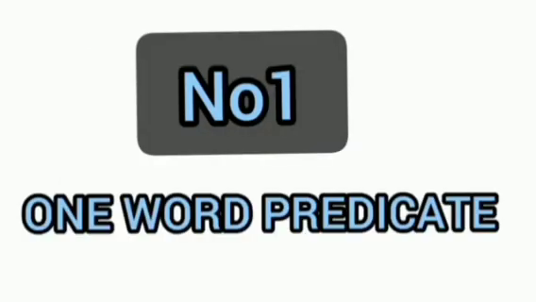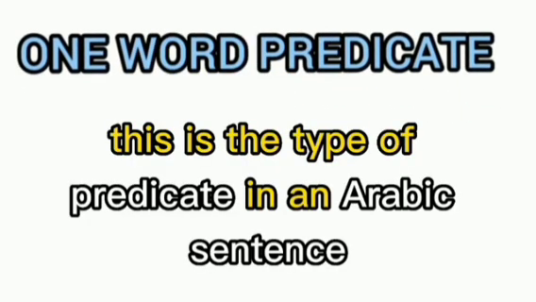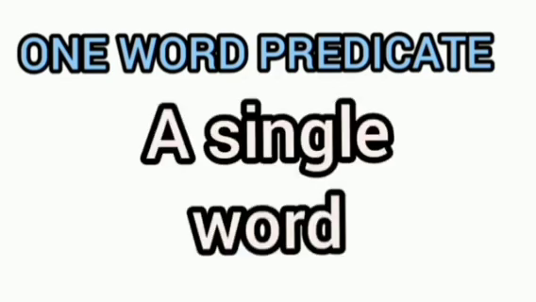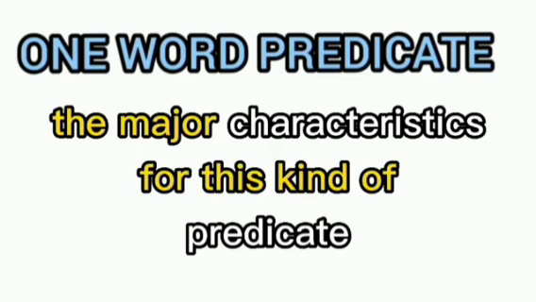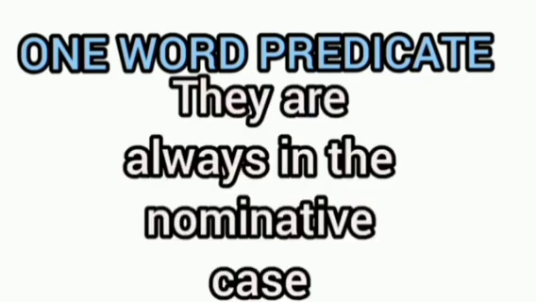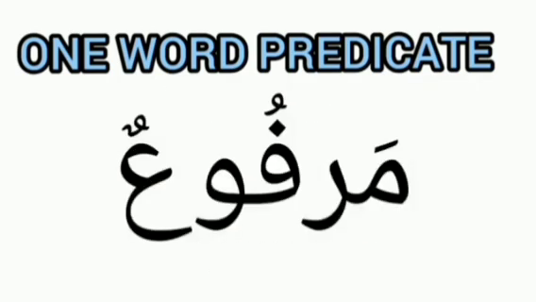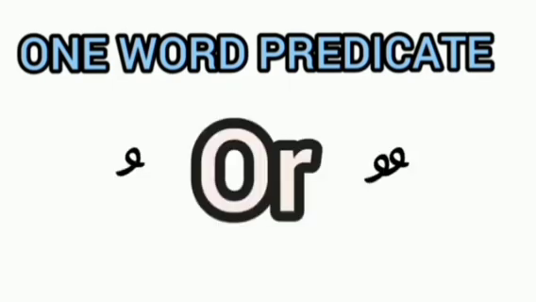Number one, word khabar or predicate. This is the type of predicate in an Arabic sentence that is just a single word in that sentence. The major characteristic of this kind of predicate is that they are always in the nominative case or marfu. That is, the last letter of the word will be carrying dhamma or dhammatain. Let us take a look at some examples to understand the one word predicate.